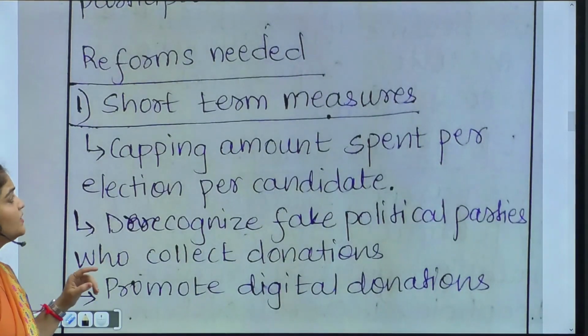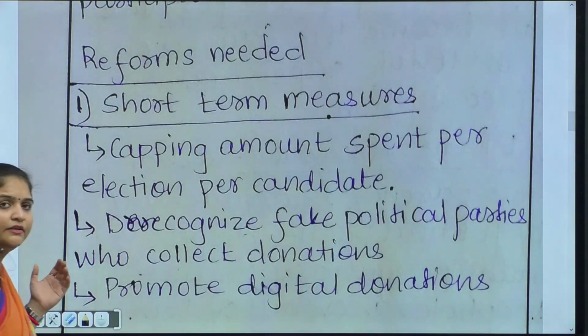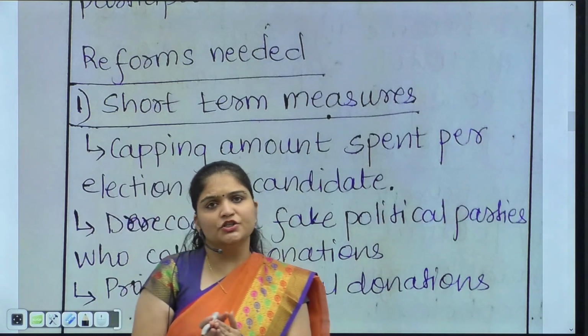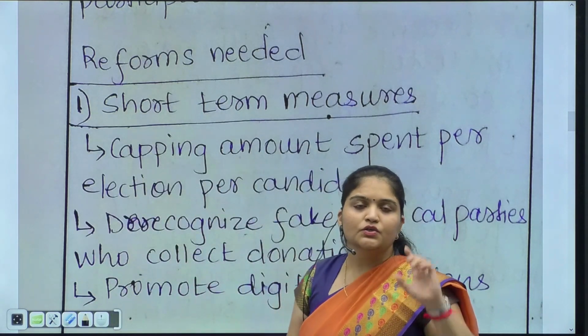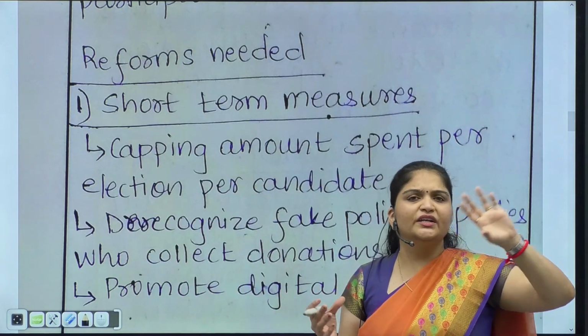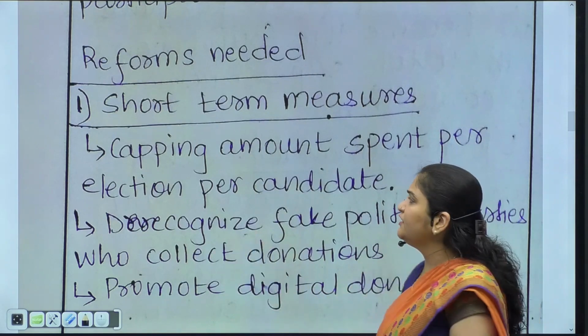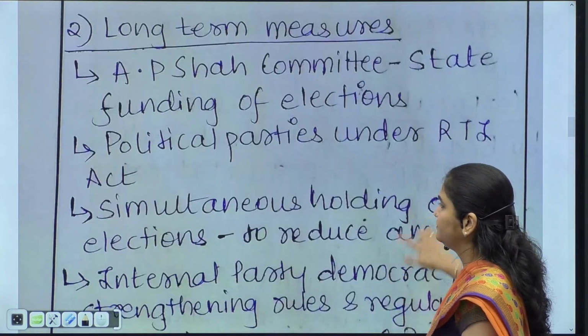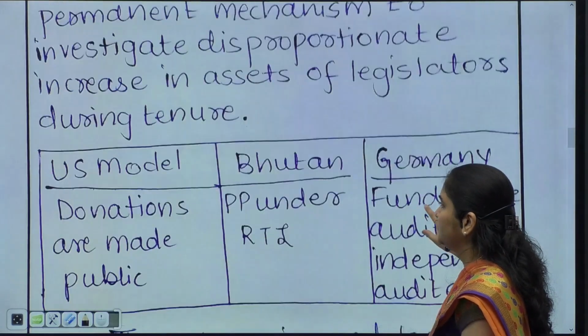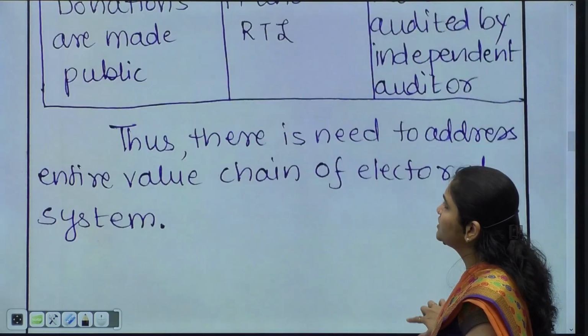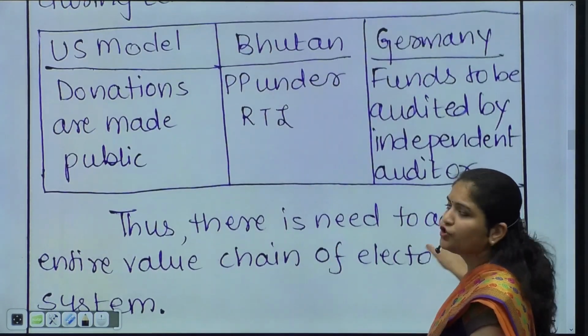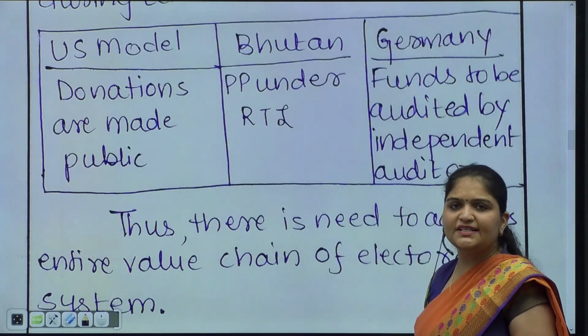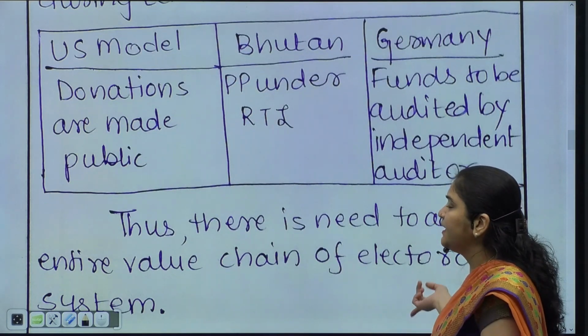What are the reforms needed? Okay, so I have divided the reforms into short-term measures as well as long-term measures. So whenever you are writing measures also, you can divide them into short-term and long-term. Okay? So I have given models also in the US, Bhutan, Germany. So these are good examples of good practices that are happening.